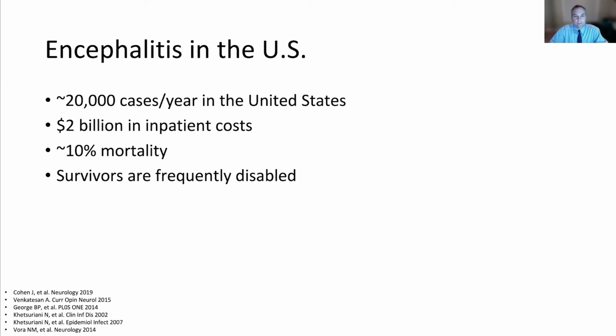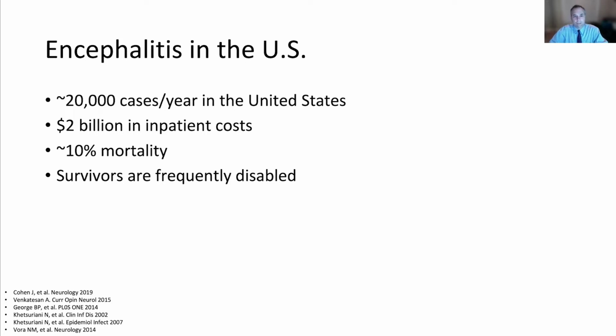Encephalitis, or acute brain inflammation, accounts for about 20,000 cases a year in the US, with a similar number of patients suffering from meningitis. Although not common, these patients are disproportionately burdensome to the healthcare system, with about $2 billion in inpatient costs each year, 10% mortality acutely, with additional mortality in the delayed weeks and months afterward. And many of the survivors have significant long-term disability, including significant cognitive deficits, as well as motoric and sensory and coordination deficits.